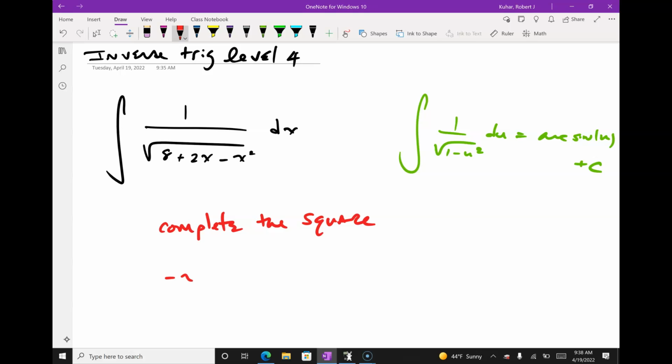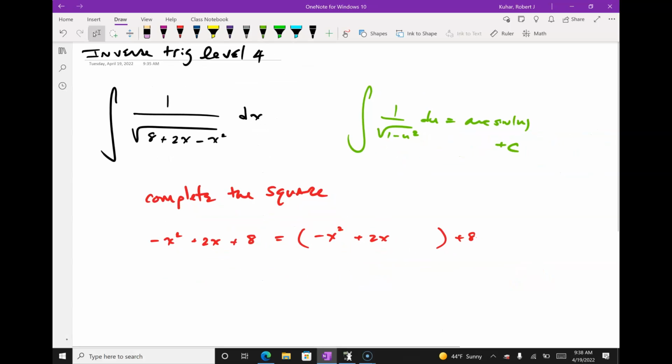So I've got negative x squared plus 2x plus 8, right? And I know I want to group my first two x terms together and leave the constant out. Well, how do I know that? Because I told you, or because your pre-calc teacher had you do this and they taught you how to complete the square. You probably did it in Algebra 2. You should have in high school.